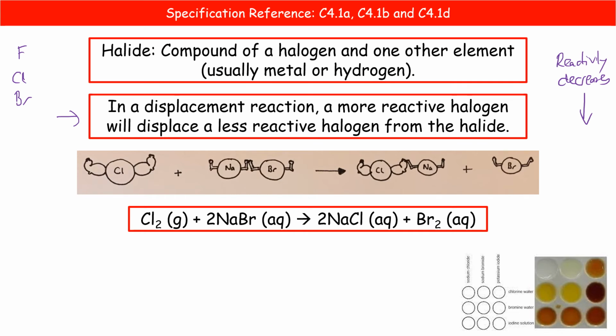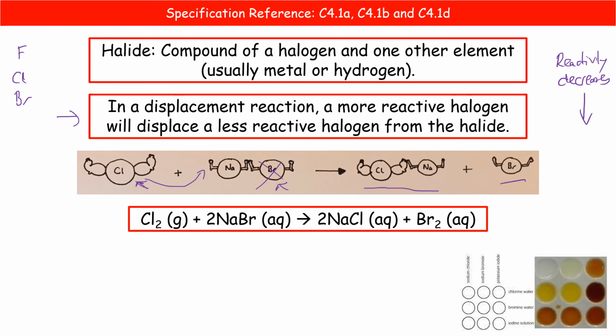If we've got a little scenario here where we've got chlorine and we've got a halide with bromine in it, then bromine is less reactive than chlorine. Therefore, what we find is our chlorine here is more reactive than our bromine. Therefore, what happens is bromine gets kicked out, chlorine then comes in and takes its place. So we make our sodium chloride and bromine because the more reactive halogen has displaced the less reactive one.